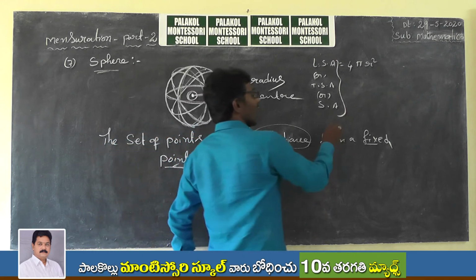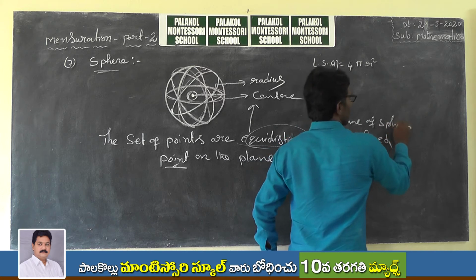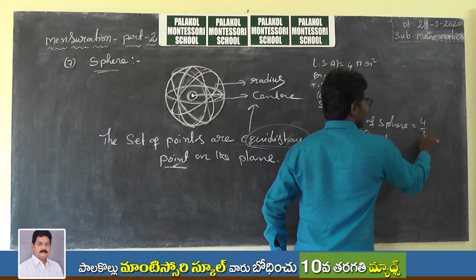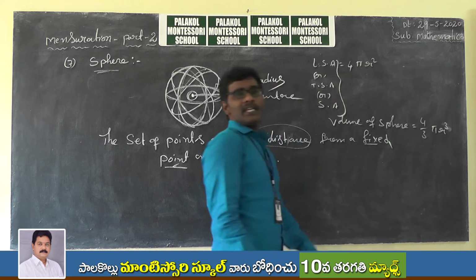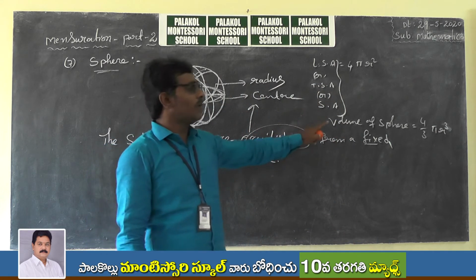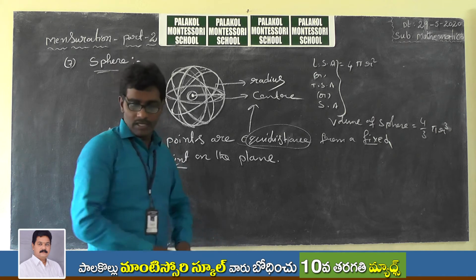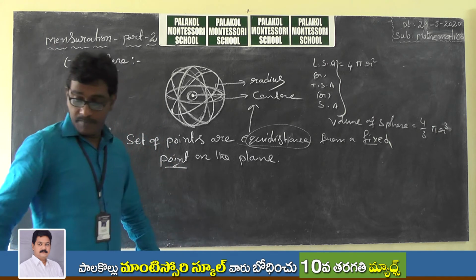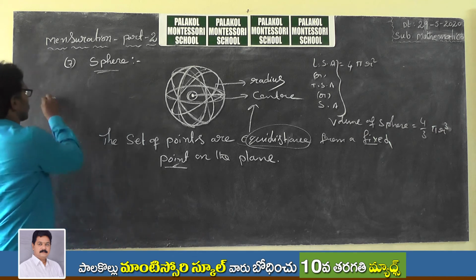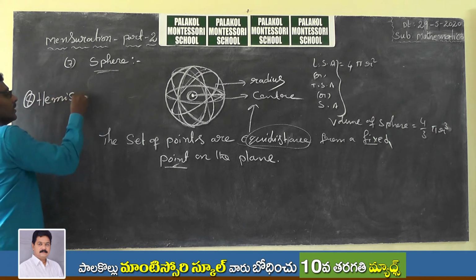Next one, volume of sphere. Volume of sphere is 4 by 3 pi r cube. That is the volume of the sphere. So the last one, the eighth one, hemisphere.